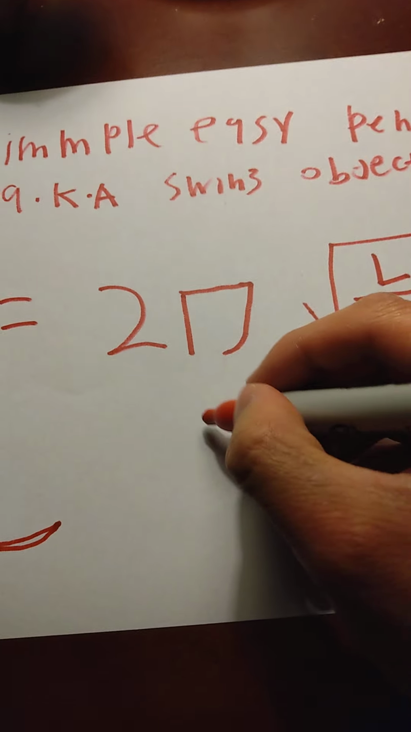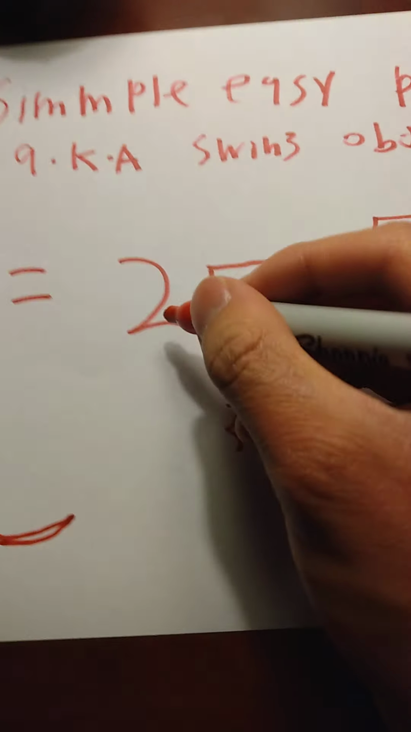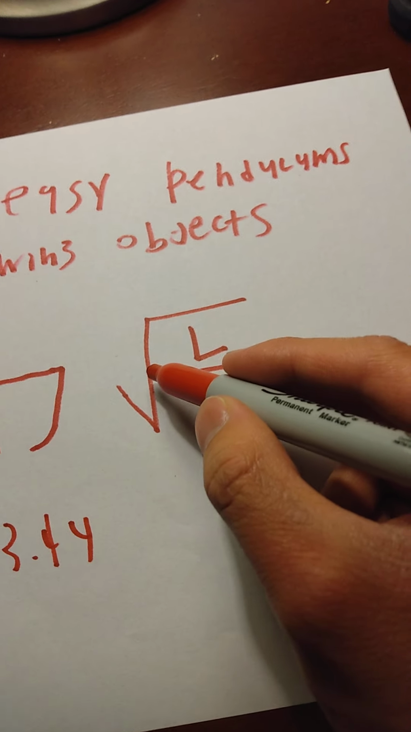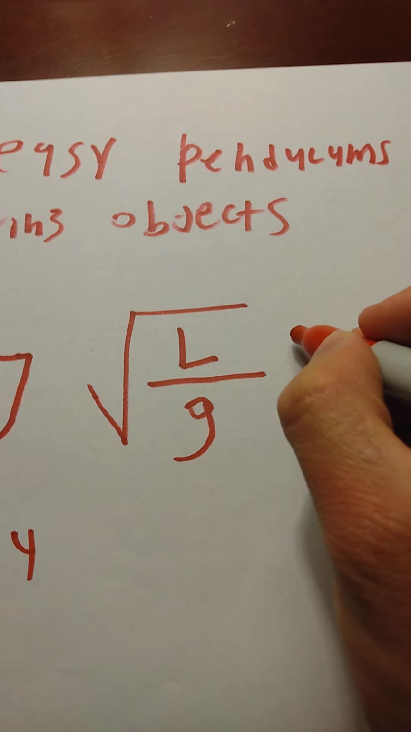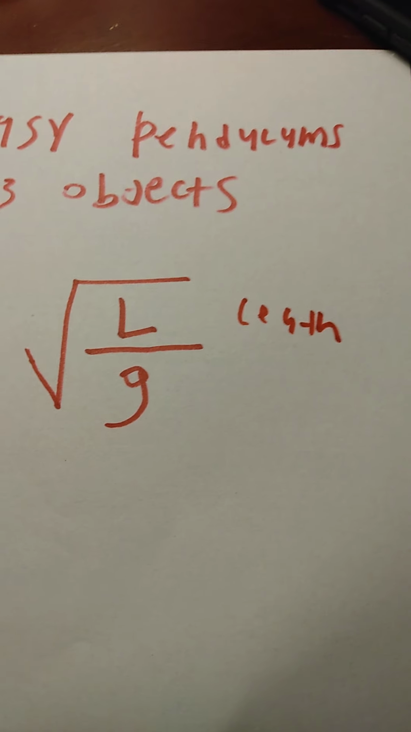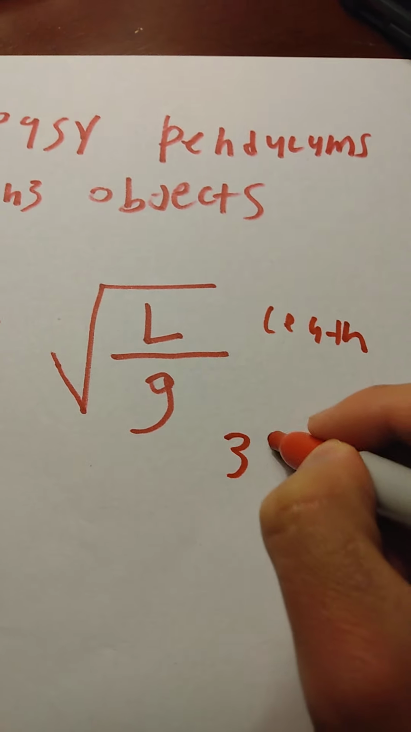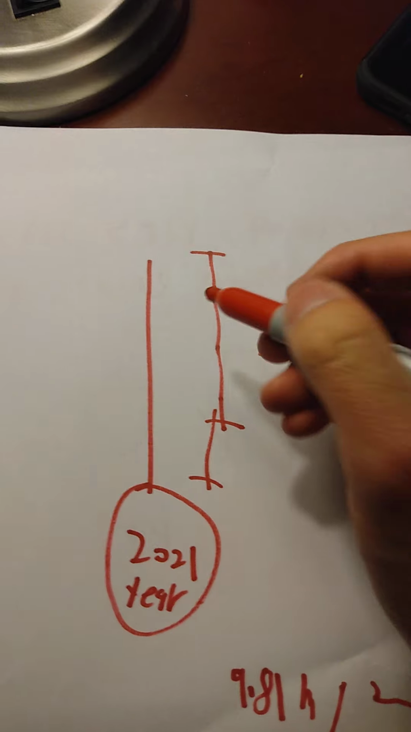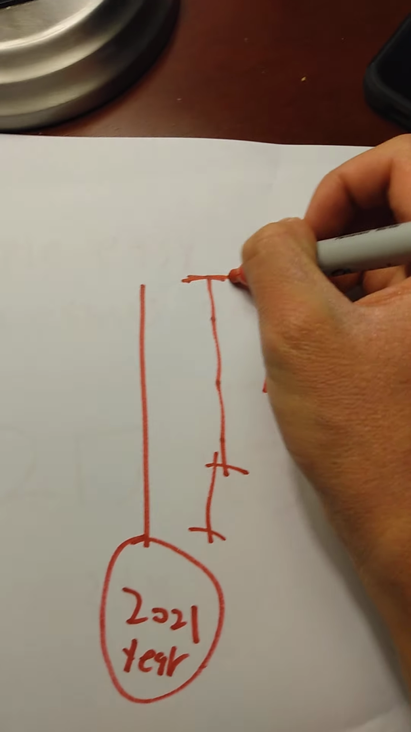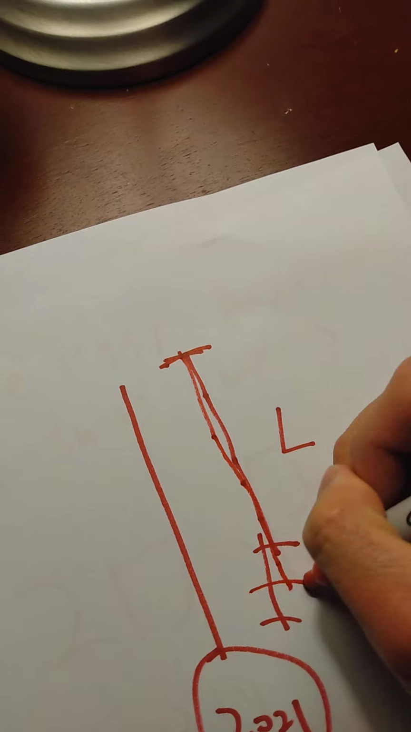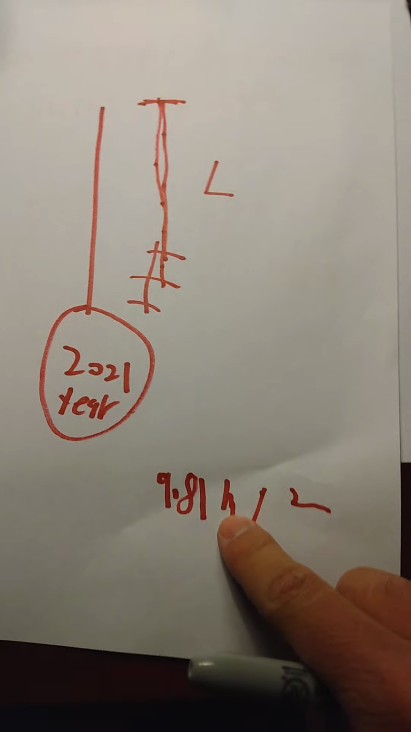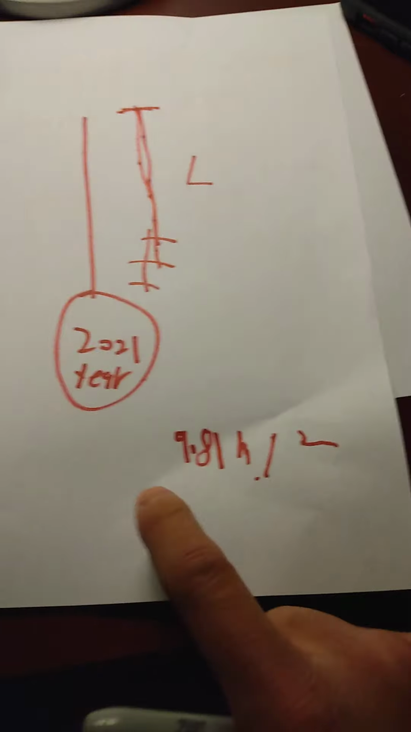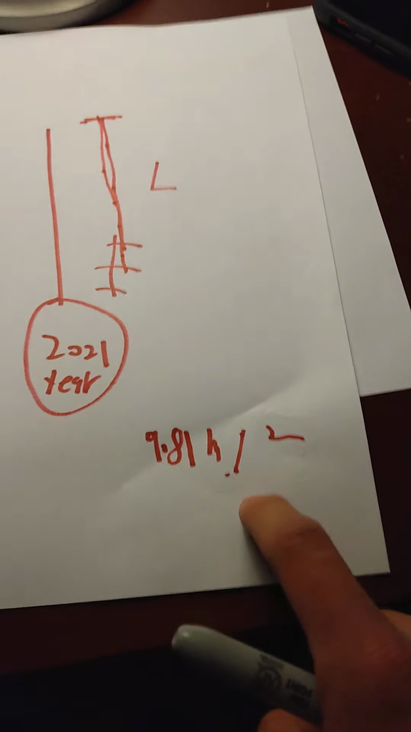Here's pi, which is also known as 3.14. That's a 2 right there. That is the square root symbol. That L means length, and that G means gravity. With the length, we're measuring from here all the way down to here on the pendulum. And the gravity is the Earth pushing you down. So 9.81 meters per second squared is the gravity on Earth trying to push the object down.